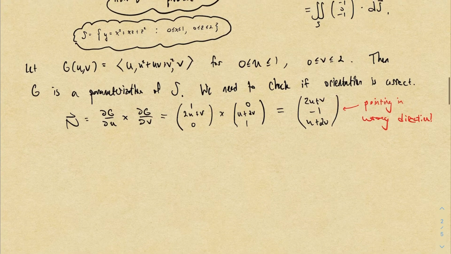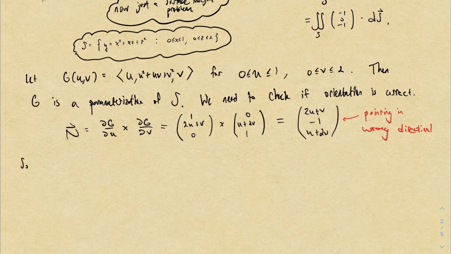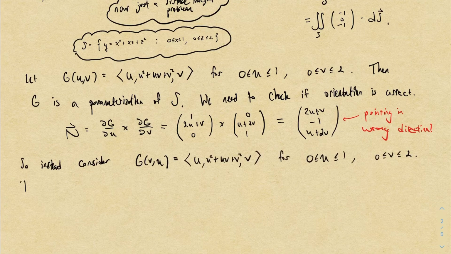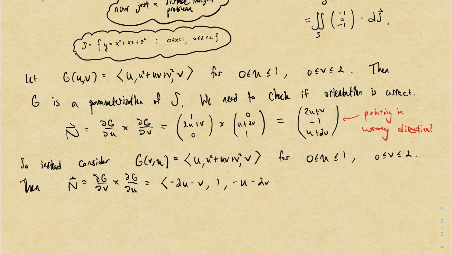So to fix it, instead, I'll just consider the parameterization g of v, u, which is the same formula with the same domain. If I do that, then my normal vector is going to be the cross product in the opposite order, which will give me the negative of the normal vector that I computed above. And this one will be oriented correctly. And now we just compute.